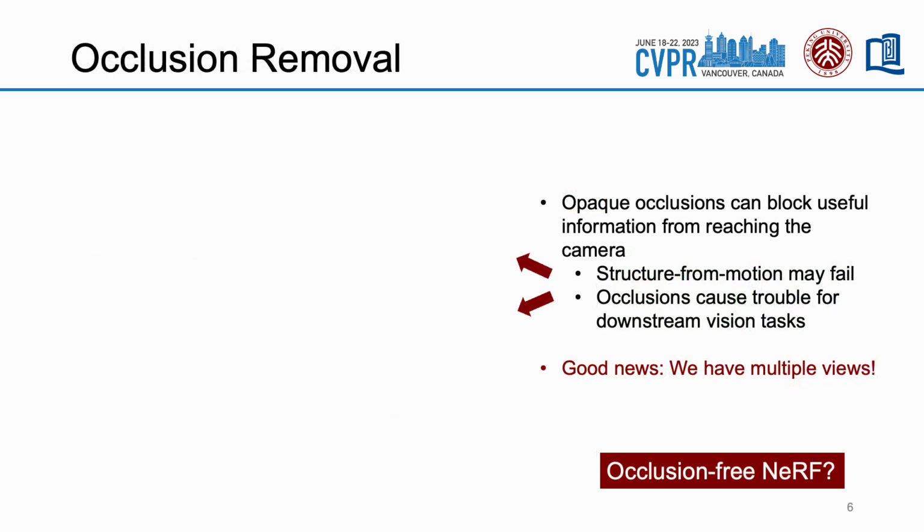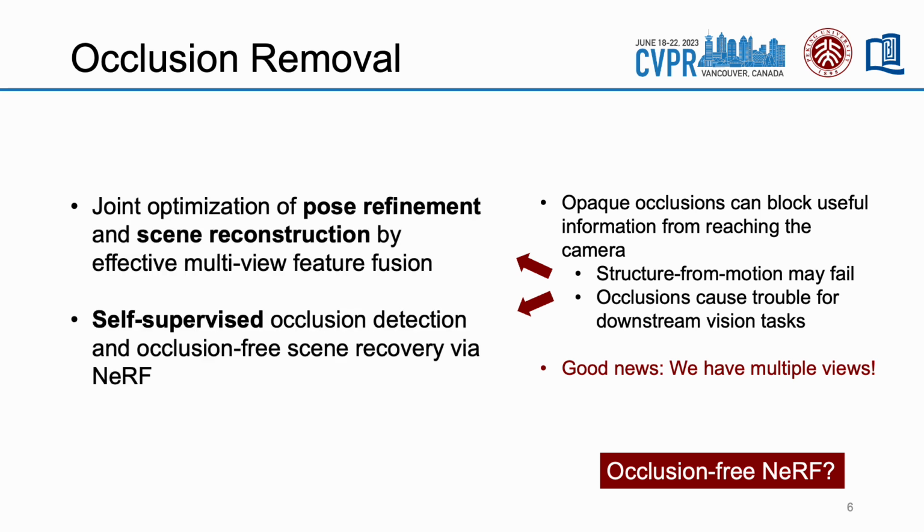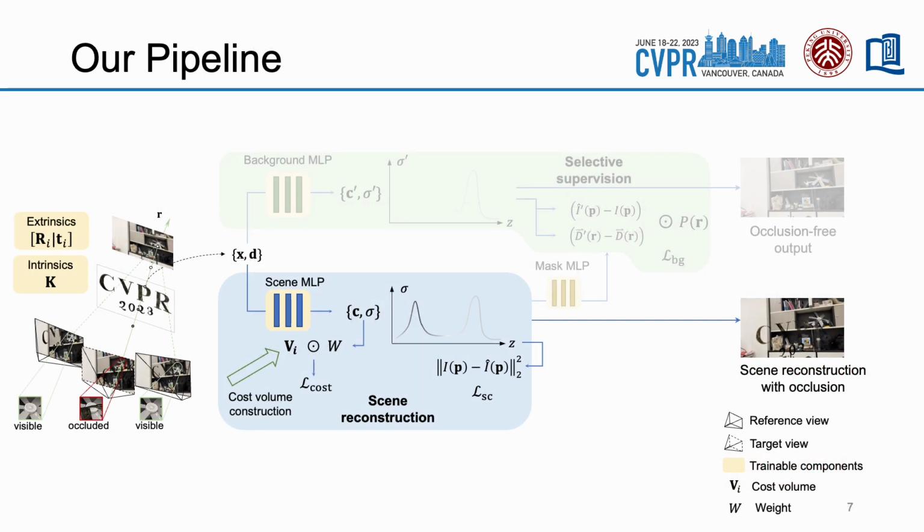To deal with the problem that structure from motion may fail, while removing the occlusions, we propose a joint optimization of pose refinement and scene reconstruction by effective multi-view feature fusion, and a self-supervised occlusion detection and removal scheme via neural radiance field. We divide the whole pipeline in two parts, and introduce the joint optimization first. We set the camera parameters as trainable components, and jointly optimize them with a scene MLP, colored in blue, which will reconstruct the scene with occlusions. This step provides our method with a coarse estimation of the geometry of the scene.